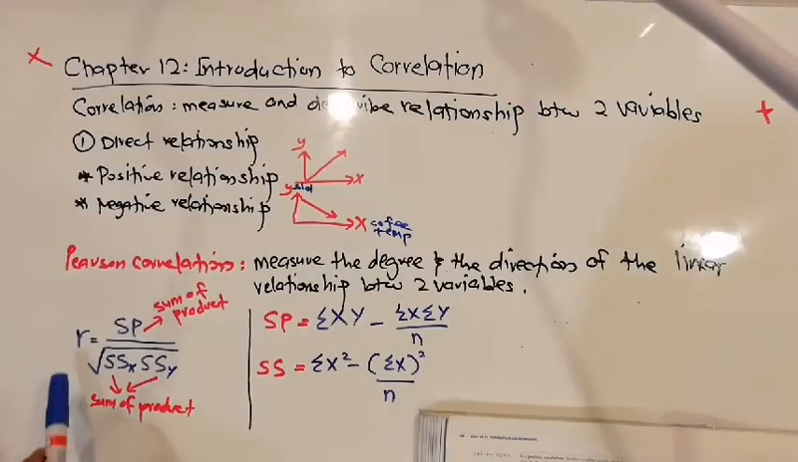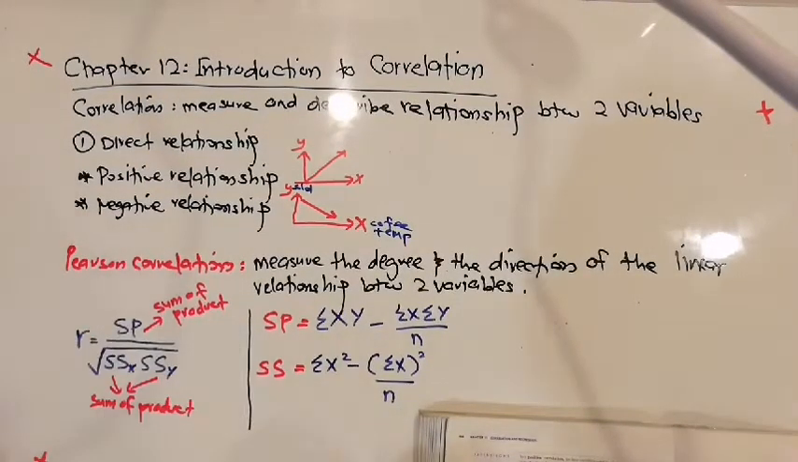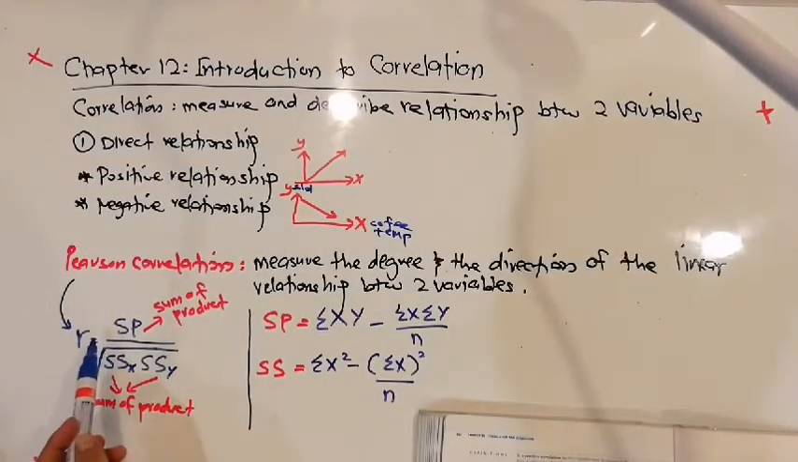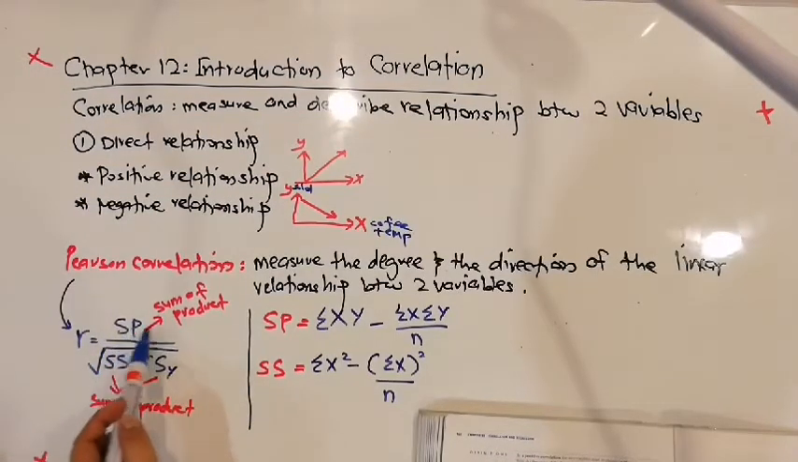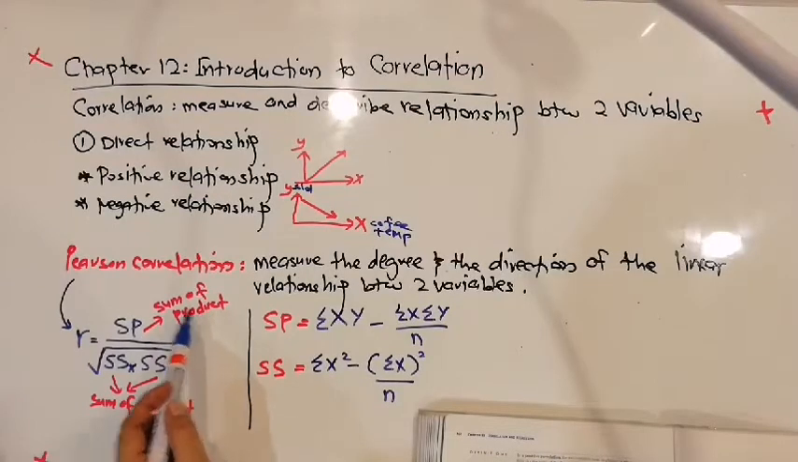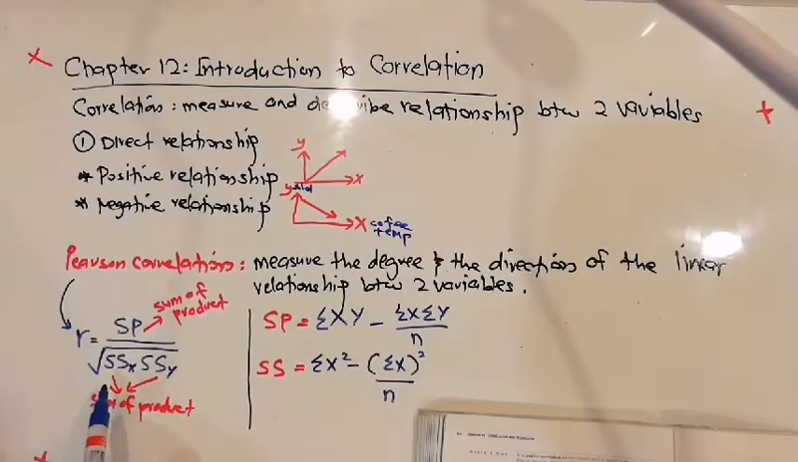This is the formula: Pearson correlation uses r. r equals SP divided by the square root of SSX multiplied by SSY. SP is the summation of product. SS, I think everybody knows already, is the summation of square. Why do we have X and Y? X and Y mean the data of variable X and variable Y.